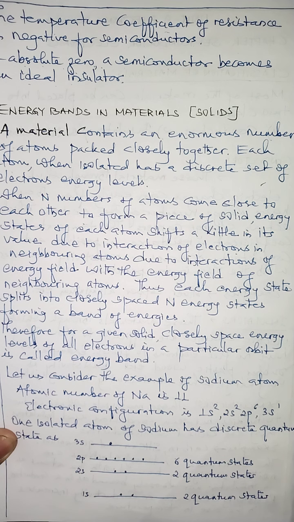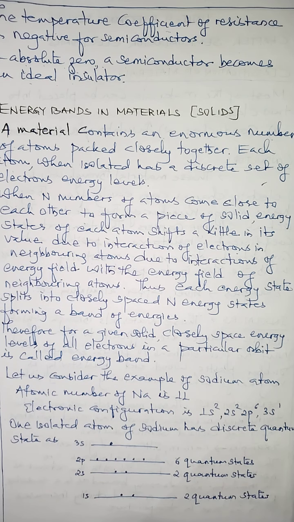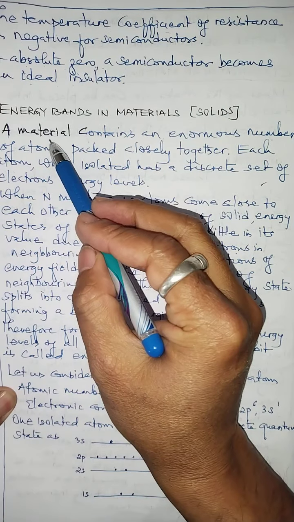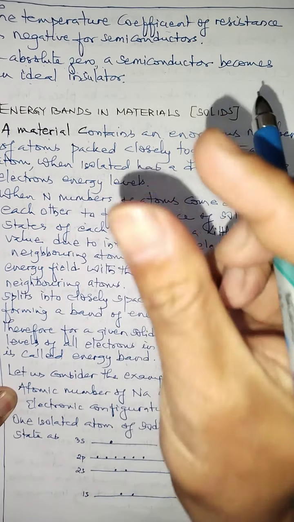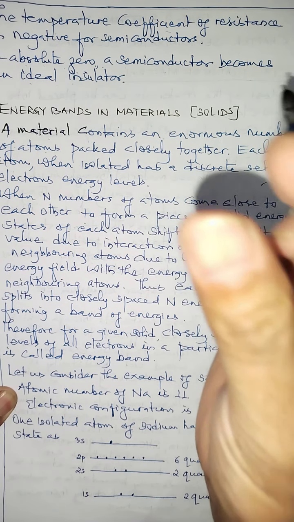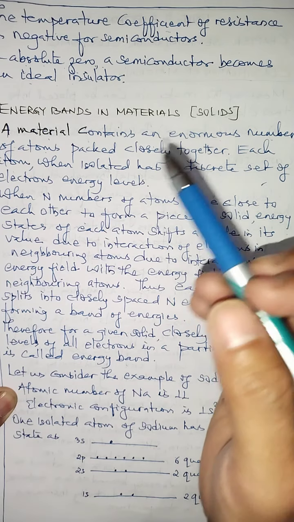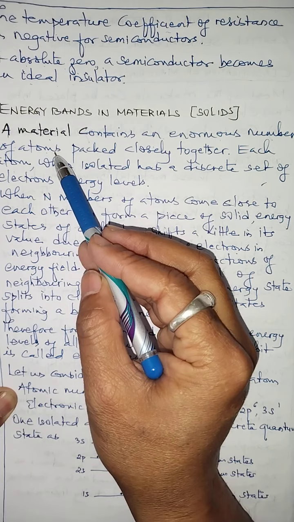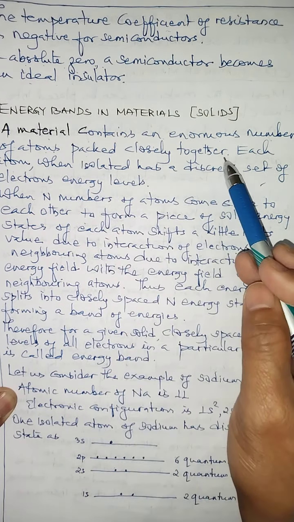Now, let's try to understand what an energy band is and how these bands are formed in a material or solid. It can be a conductor, semiconductor, insulator, anything. A material or solid contains an enormous number of atoms. If I take a piece of sodium, then that piece of sodium as a material contains an enormous number of what? Atoms. And these atoms are packed closely together.